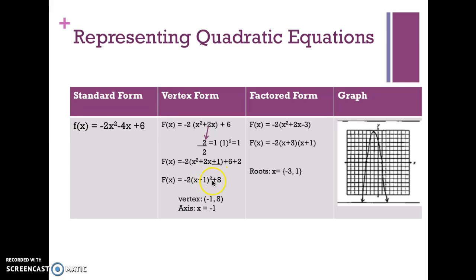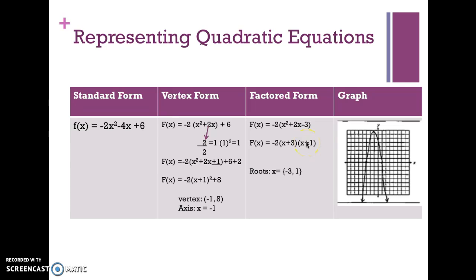So once you solve that and then graph it, in our vertex form, our vertex will be (-1, 8). Okay? Here's our -1, here's our positive 8 right here. And then our axis will be where it's symmetrical, so the same on both sides, and that is at -1, where x equals -1.